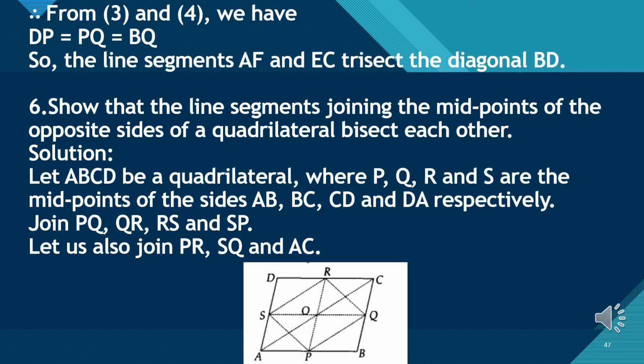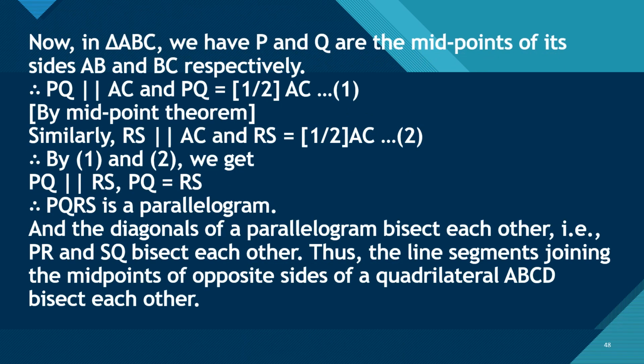Therefore, PQ equals SR and PQ is parallel to SR. Third part: quadrilateral PQRS is a parallelogram. Angle 3 is equal to angle 4, by CPC. Angle PQR is equal to 180 degrees minus angle 4, by linear pair. Proved.